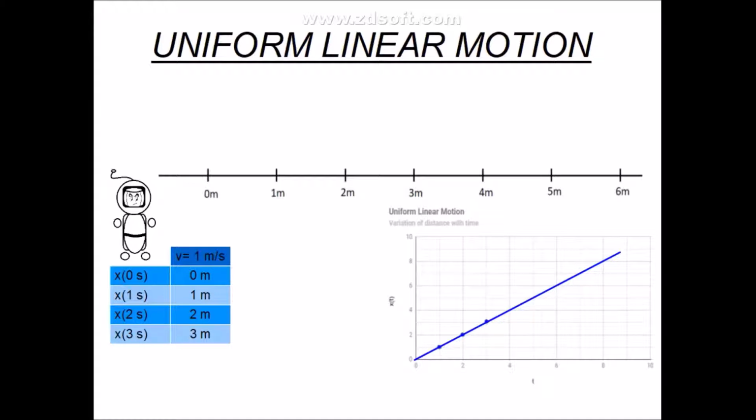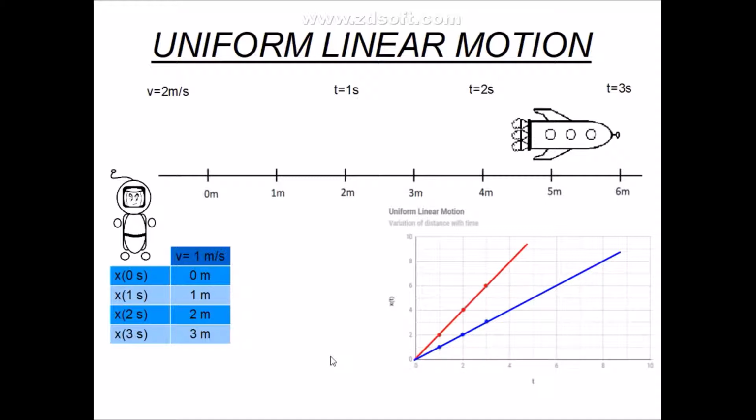Now, let's do the same thing, but for a speed of 2 meters per second. In this case, for each second, the rocket moves 2 meters. So, at second 1, the rocket moves here, 2 meters. At second 2, it moves 4 meters. And at second 3, it moves 6 meters. Representing again in the graph, we get this second line, which is still straight, but since the speed is higher, its slope is also higher. Again, we can see this in the table as well.